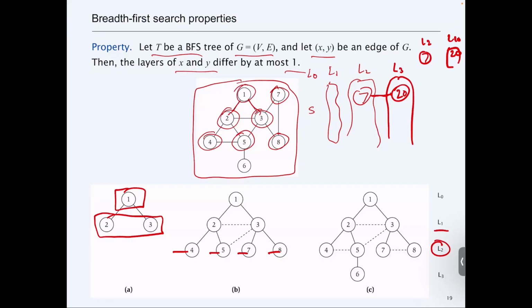Oh, and I forgot about 1. 1 is also a neighbor, because it's a neighbor of 2 and 3. But we're not going to add 1, surely, because we've already been there. And so 1 does not get added to L2, because it's already been discovered. So nodes 4, 5, 7, and 8 are 2 hops away. And then lastly, node 6 is 3 hops away. There's no way to get from 1 to 6 without traversing at least 3 edges.